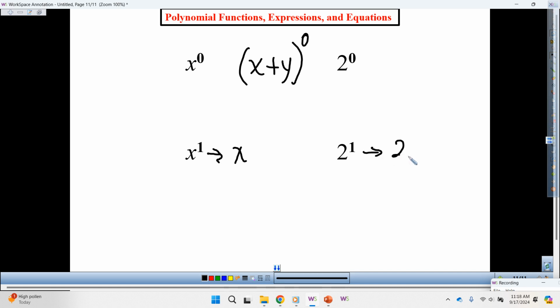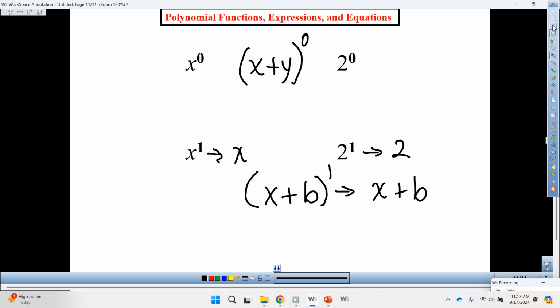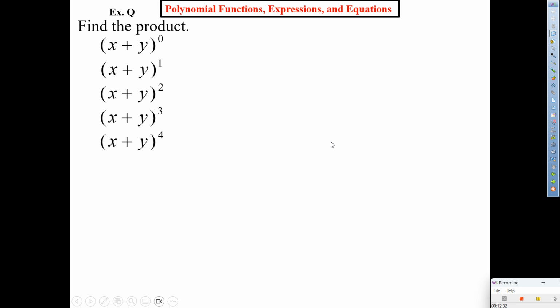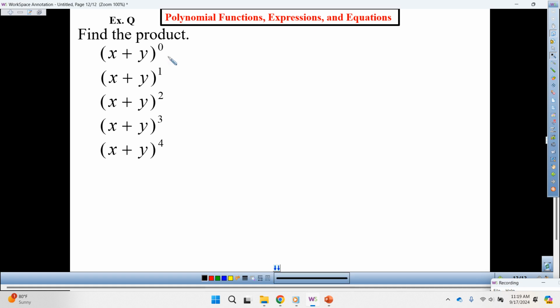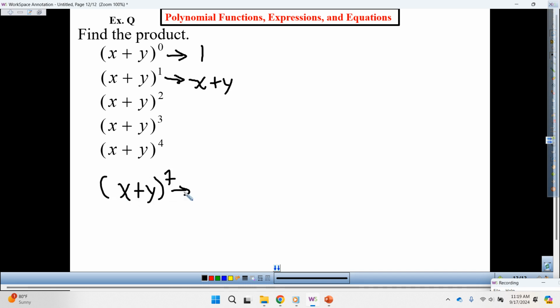This one becomes 2. So if I have x plus b to the 1st power, what is the answer, everyone? X plus b. Are we there so far? All right, we need to know that because as we're multiplying faster now with the binomial theorem, we got to know that. So for example, I gave you guys this yesterday. Look up. X plus y to the 0 is 1, x plus y to the 1st is x plus y, yeah. And so on and so forth. So then we are now here, x plus y to the 7th power. We can do that using the binomial theorem.